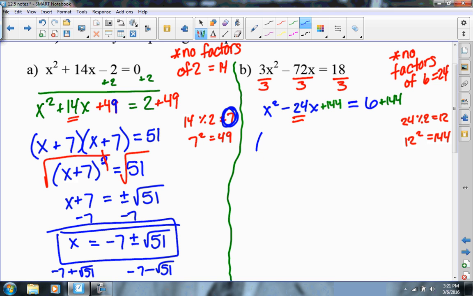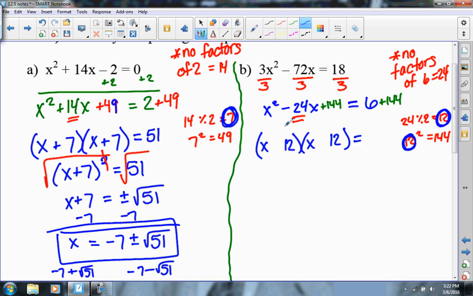So now I want the factors of 144 that'll get me to 24. So I need an x and an x, and the square root of 144 is 12. Half of 24 is 12. It's the same number over here, same number there. So I'm going to use the 12 and the 12.